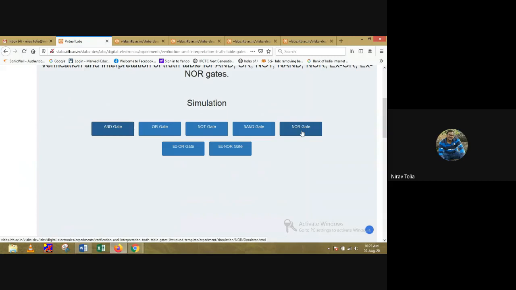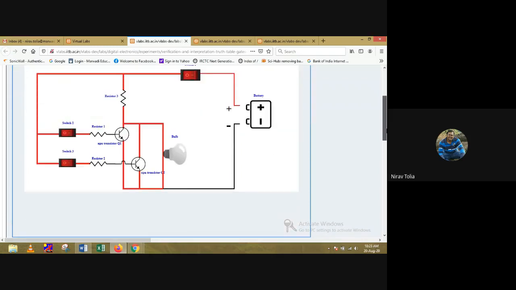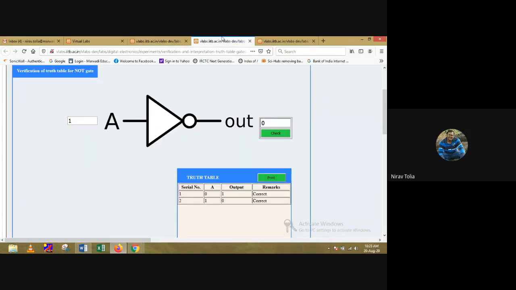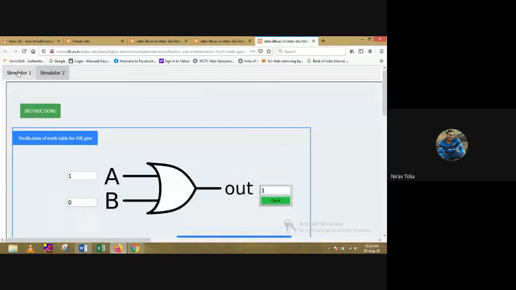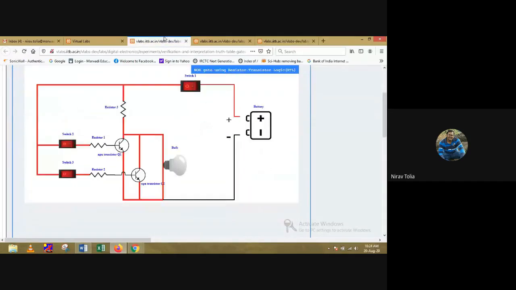Now we have to go into the NOR gate. So this is the circuit of the NOR gate. It can be made with diode logic also, but generally we are using resistor transistor logic.